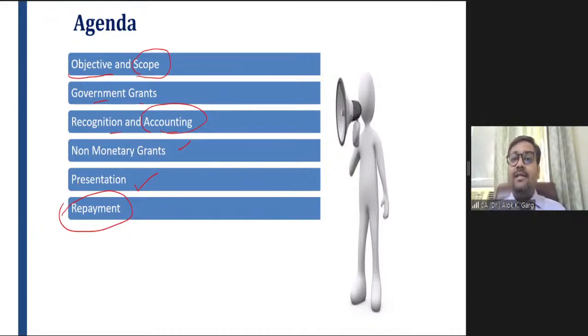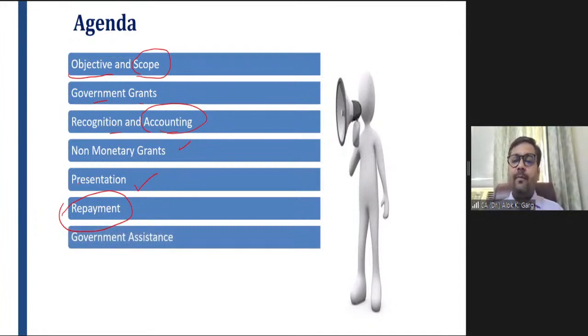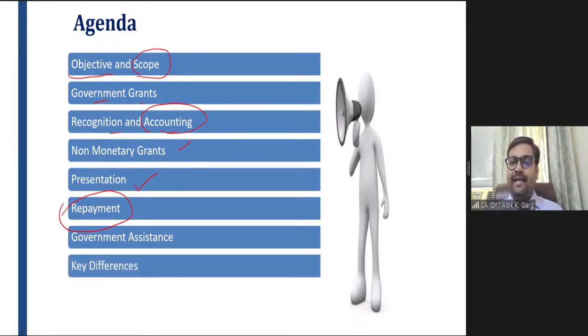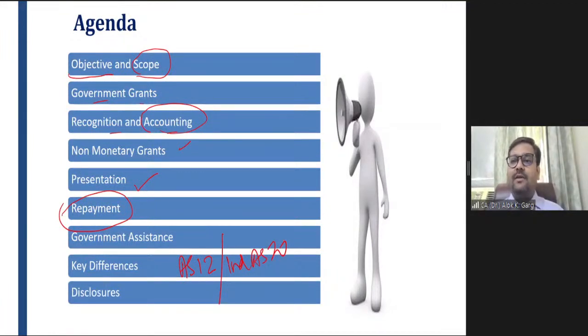If the government grant has not been attached to any condition, then of course repayment does not come into play. We will discuss, in case the government grant has to be repaid after 2 years or 3 years, what will be the accounting. Then we will discuss government assistance, what is meant by government assistance. And we are going to discuss the difference between AS 12, the old accounting standard which you are well versed with, and Ind AS 20. Then we are going to discuss some disclosures.